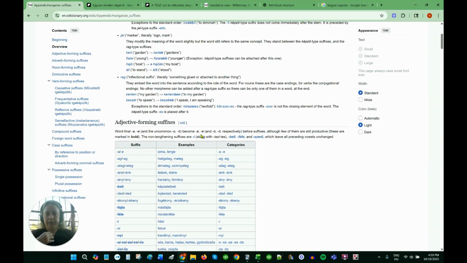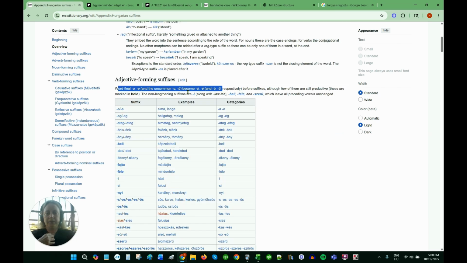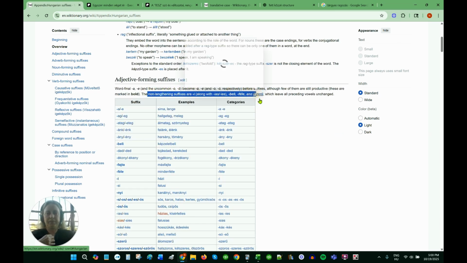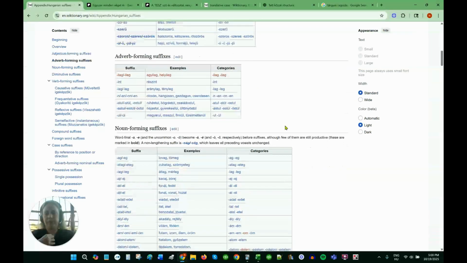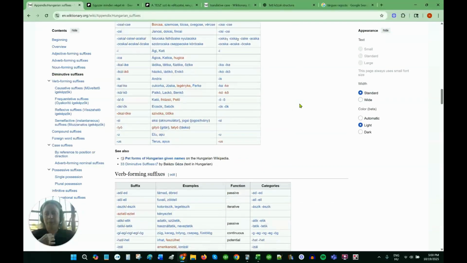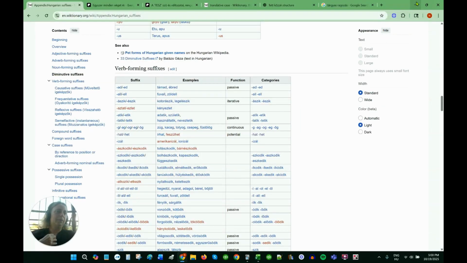If you look here, all these vowels, they lengthen. So if the word ends in a, it becomes á. If the word ends in e, it becomes é. So they will list if something doesn't lengthen. But the rule is everything lengthens, and the only non-lengthening suffix in this category is the ság. So as a rule, just lengthen the vowels if a word ends in a vowel.